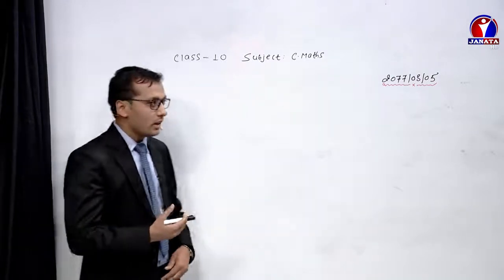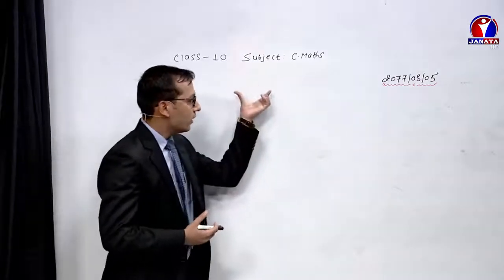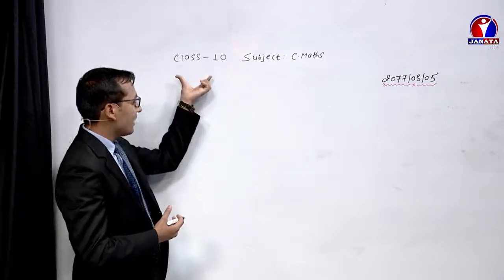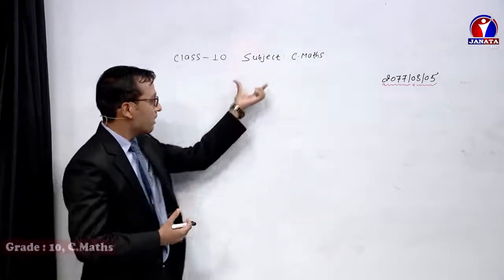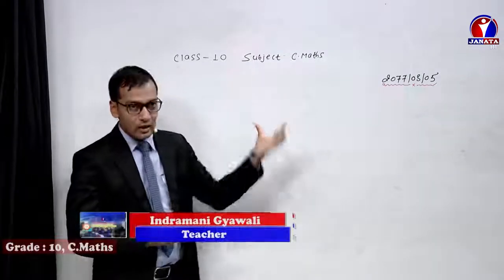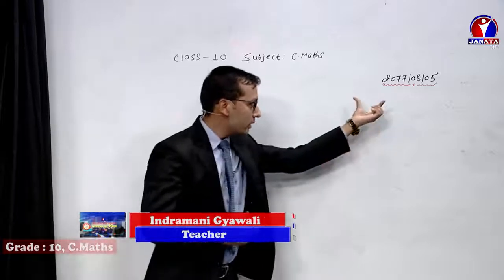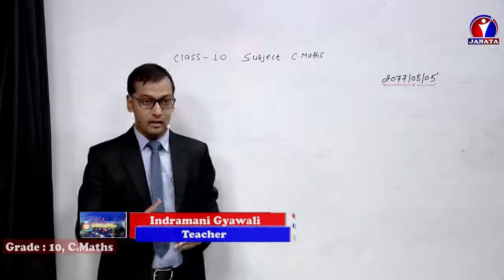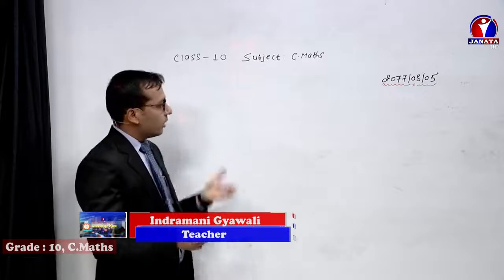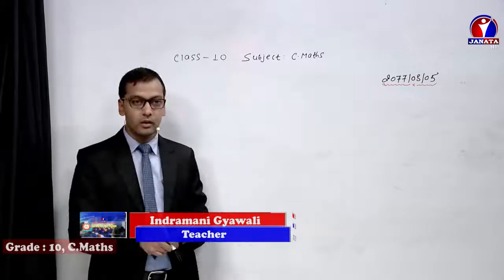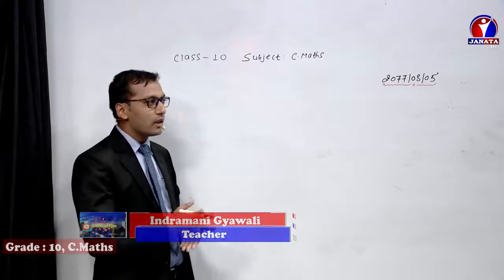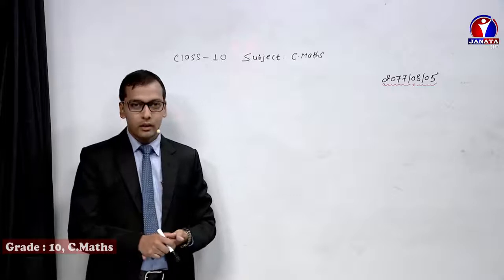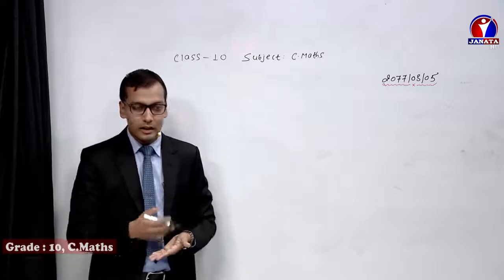You can see, I have written some information on the whiteboard. So you can see it's grade 10 and I'm taking the subject compulsory mathematics today. Today is 2077, third month, and the day is 5th. Okay, so let me write today's topic for discussion. I'm starting with sets. This is the first unit of grade 10.